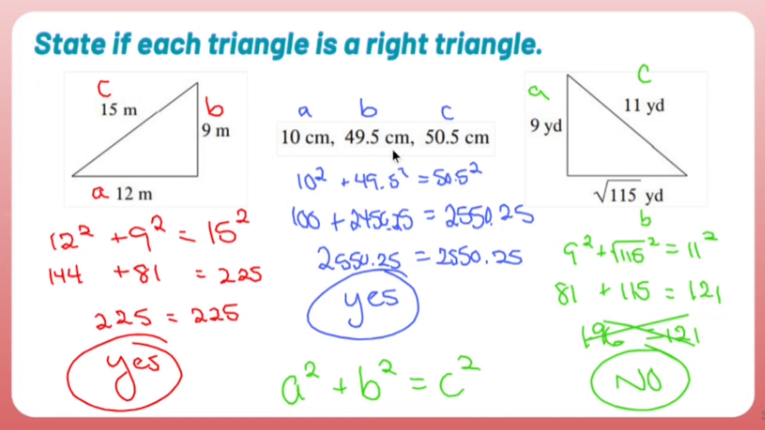All right, so this is how you use the converse of the Pythagorean theorem. I give you three sides and ask you, is this a right triangle? You determine which one has to be C, and the longest one's always going to be C. You plug it in, you make sure it works, and if it does, it's a right triangle. If it doesn't, it's not a right triangle. Not bad.